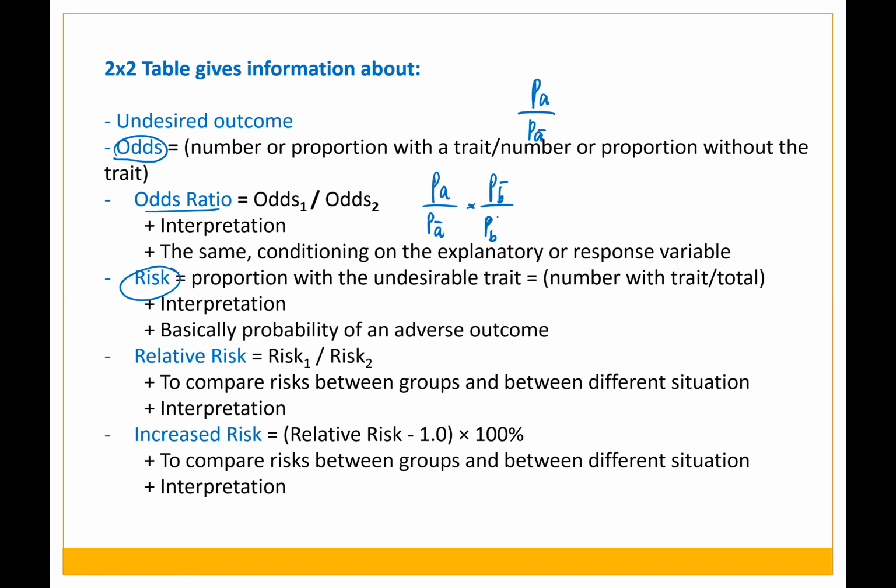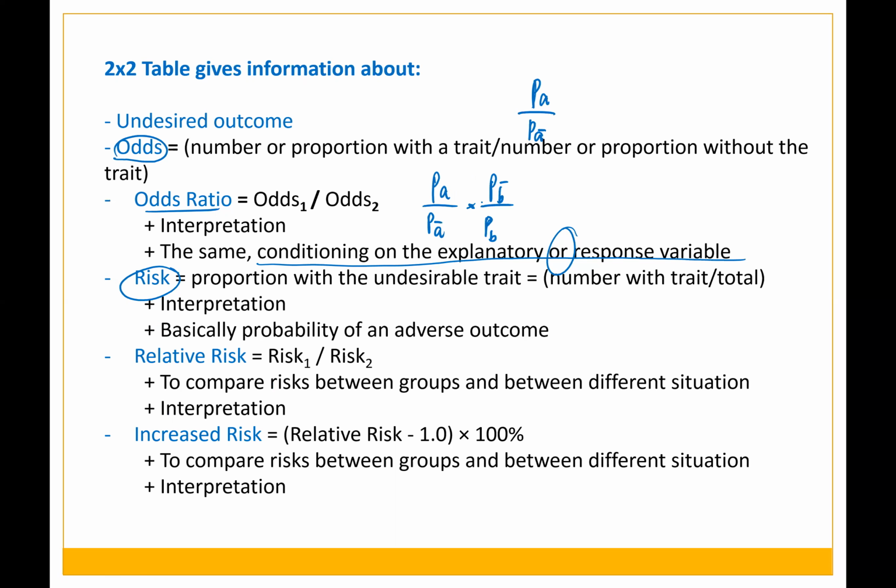The odds ratio is the same regardless of where you condition, whether on the explanatory variable or the response variable. So it doesn't matter: if you take the odds ratio based on the group, say group 1 divided by group 2, it's going to be the same. We're going to see that in one of our review problems.